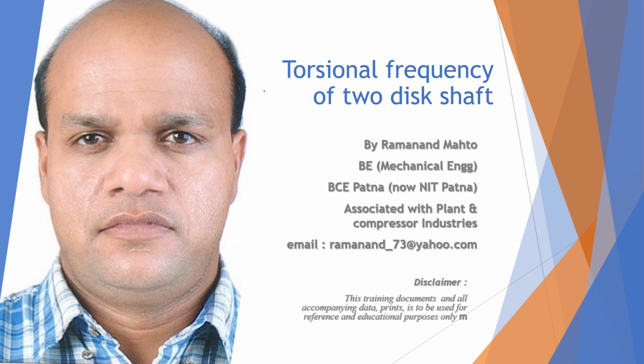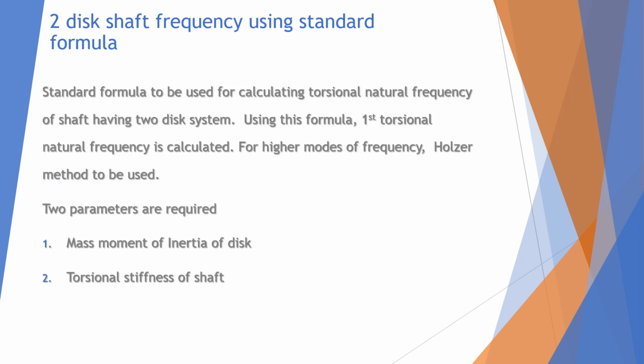Torsional frequency of a two disk system means a shaft which has two disks attached to it, and we need to find the torsional natural frequency using the standard formula. The standard formula is used for calculating torsional natural frequency of a two disk system. Using this formula, only the first torsional natural frequency is calculated. For higher modes of frequency, Holzer's method is to be used.